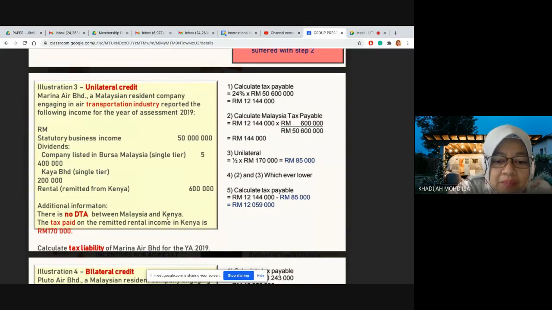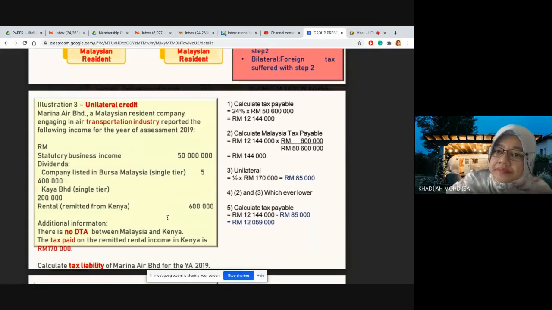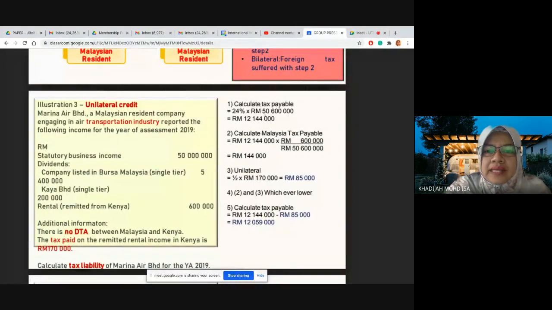Calculate tax rate of Marina Berhad. So in this case, remember the method is a credit method, right? So calculate tax payable. Tax payable kenapa 50 million? Okay, yang 5,000 in Malaysia ni kenapa not included? What is the aggregate income here? Why is the 5,000 not included? Dividend from Malaysia. Jawab kat sini ke? Cepatlah. Why 50,000 is business income? Kenapa 5,000 tak masuk dalam this 50,600 ni?